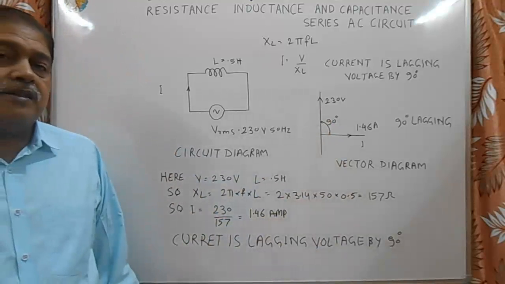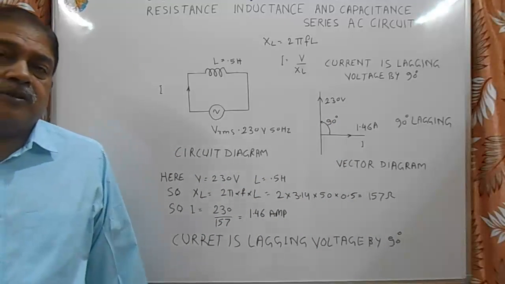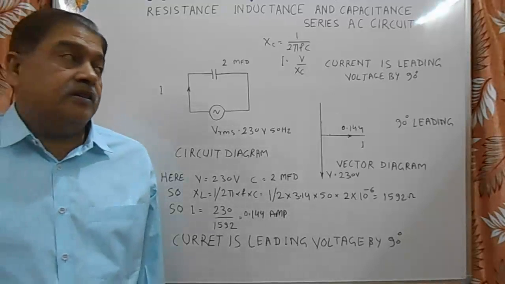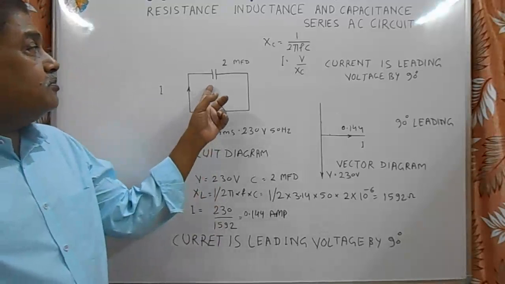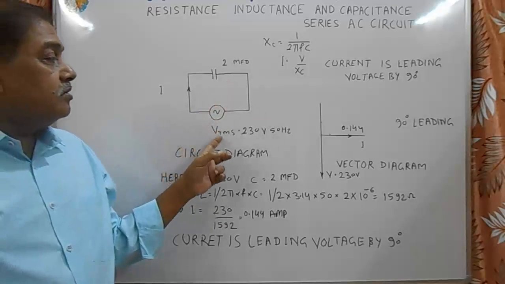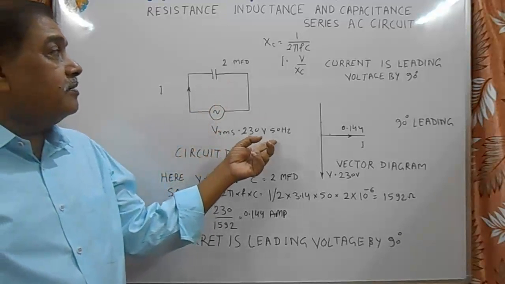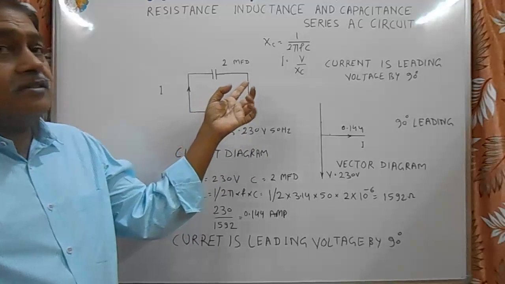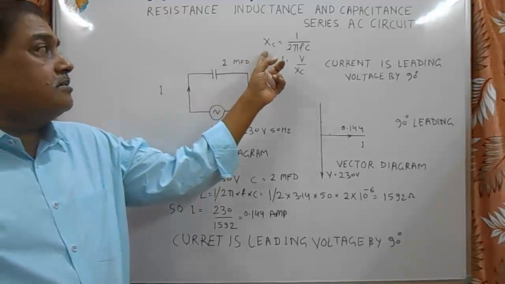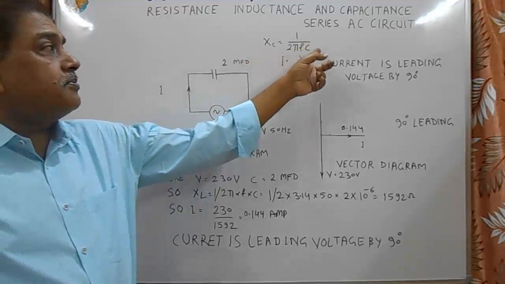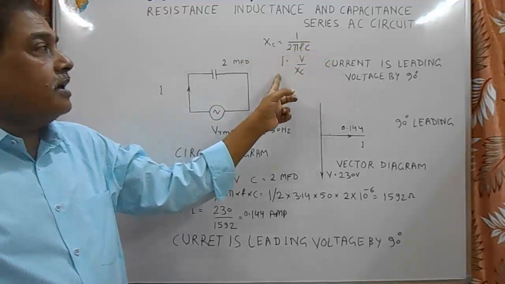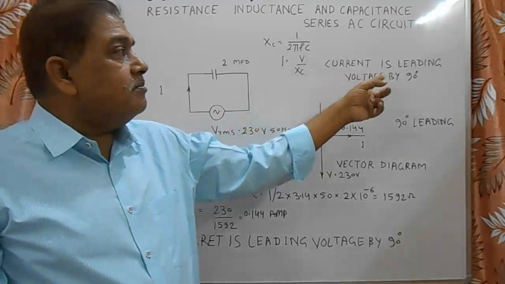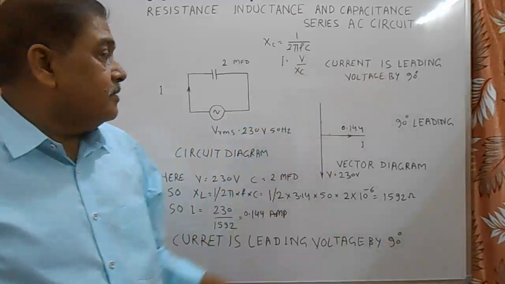Now on the third page I am showing the effect of capacitor. Here in this case, a capacitor of 2 microfarad is connected to 230 volt 50 Hz supply. In case of capacitor, we have to take capacitive reactance. Capacitive reactance XC is equal to 1 by 2 pi FC, it is the formula, and I is equal to V upon XC. In the case of capacitor, current is always leading by 90 degree.